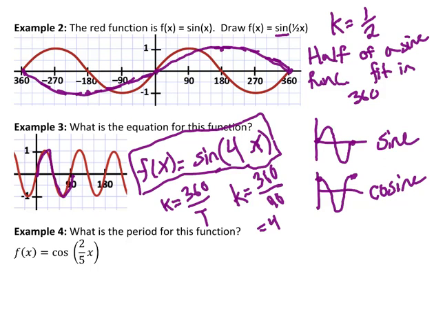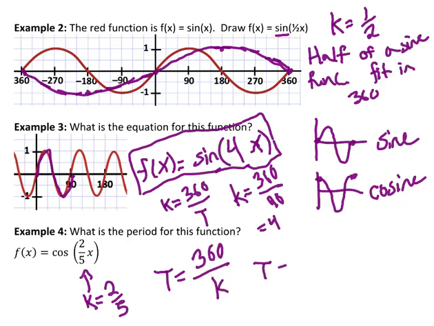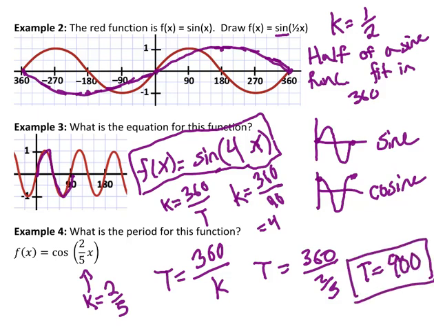All right, and one more. Let's say I'm given the equation and I want to know the period. Well, I can read k right off the equation. k is 2/5. And then you can use your equation for period, which is just 360 divided by k. So period will be 360 divided by 2/5, and that is 900. So the period will be 900 for this cosine function.